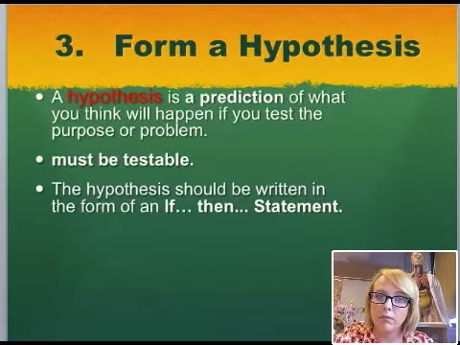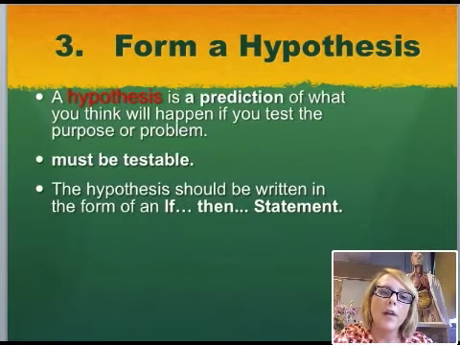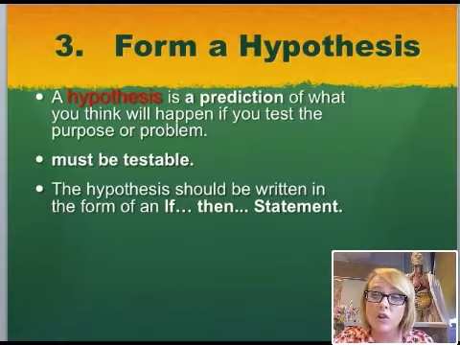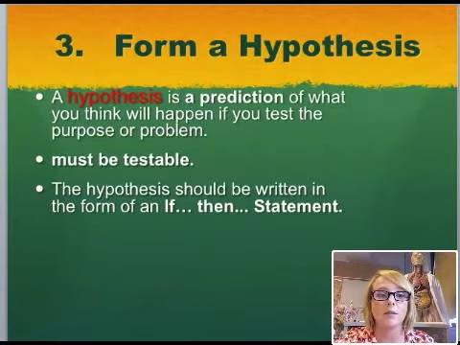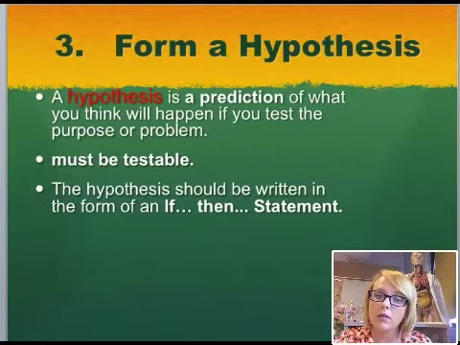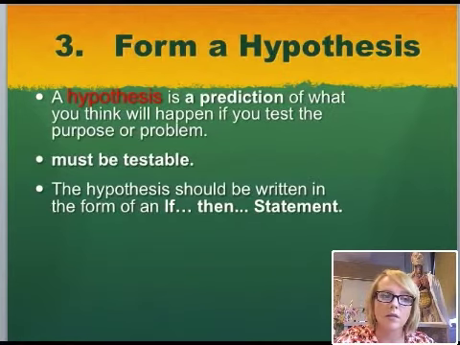Step 3 is to form a hypothesis. Notice the red word. What does that mean? Hypothesis is a prediction of what you think will happen if you test your problem, okay? It's also known as an educated guess. You'll see that probably on the OGT. Remember, this hypothesis has to be testable, and it's often written in an if-then statement. So if the toaster is unplugged, then it wouldn't work. Okay, does that make sense? All right, we'll look at it.